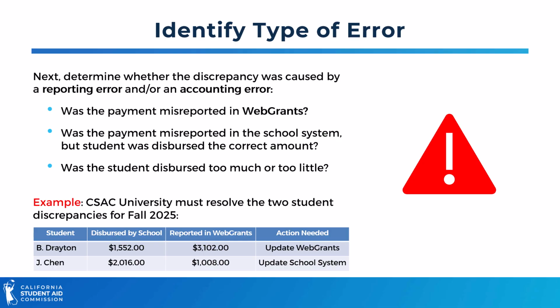Schools must determine whether the discrepancy was caused by a web grants reporting error or an accounting error within their own financial aid management system. The following questions should be addressed. Was the payment misreported in web grants? Was the student disbursed too much or too little in MCS funds? In our CSAC University example, the school determined that the one mismatched student's payment had to be corrected within web grants, while the other mismatched student's disbursement had to be updated within their own financial aid management system.